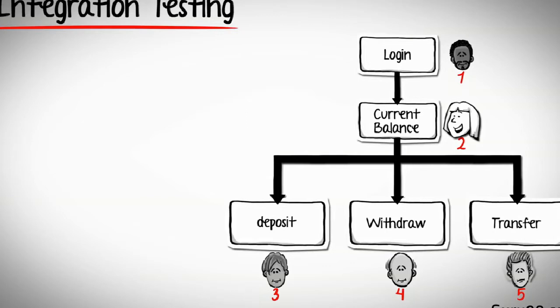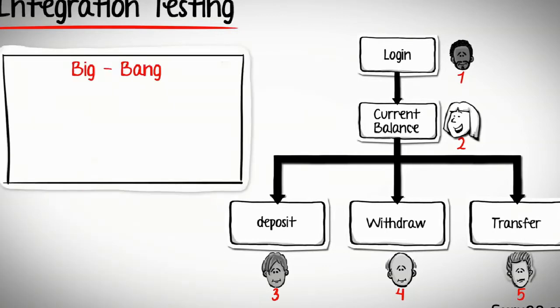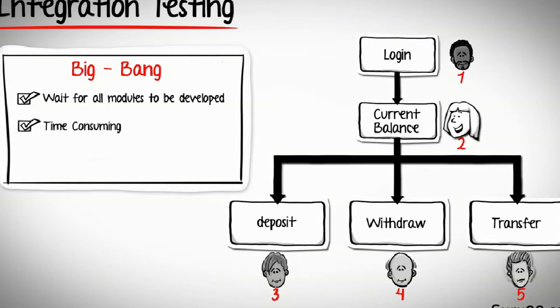One approach is to use Big Bang integration testing, where you wait for all modules to be developed before you begin testing. The major disadvantage is that it increases project execution time, since testers will be sitting idle until all modules are developed. Also, it becomes difficult to trace the root cause of defects.